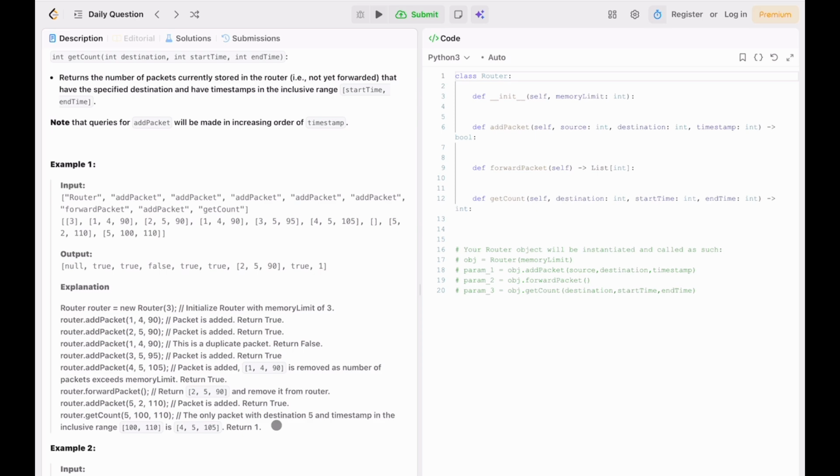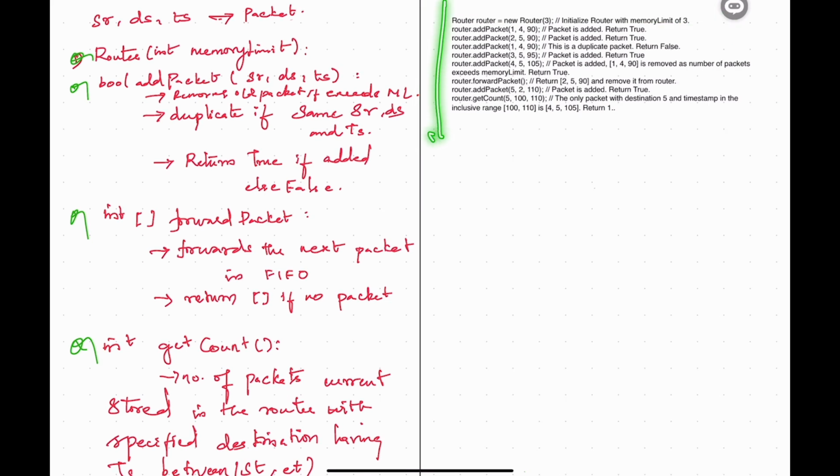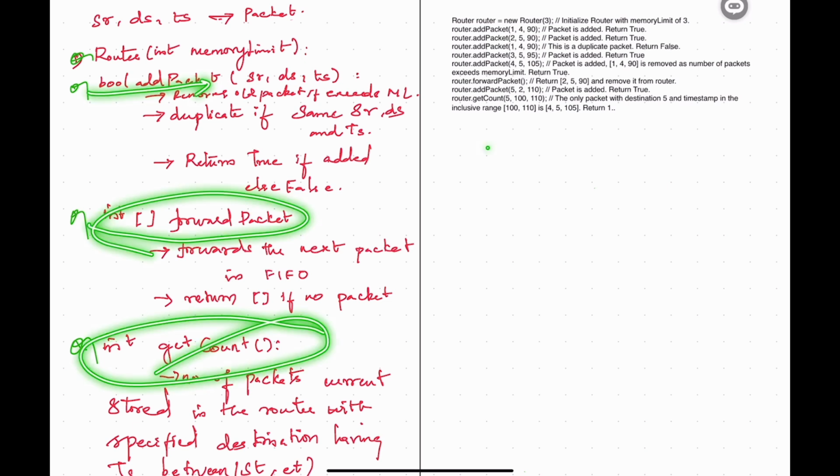Let's take a look at how we are going to approach this. This is the same set of queries that they have passed, and according to add packet, forward packet, and get count, when a particular function is called, we have to perform the operation as per the conditions mentioned in the question. This is the add packet; I have added these all here for reference when we are writing the functions.